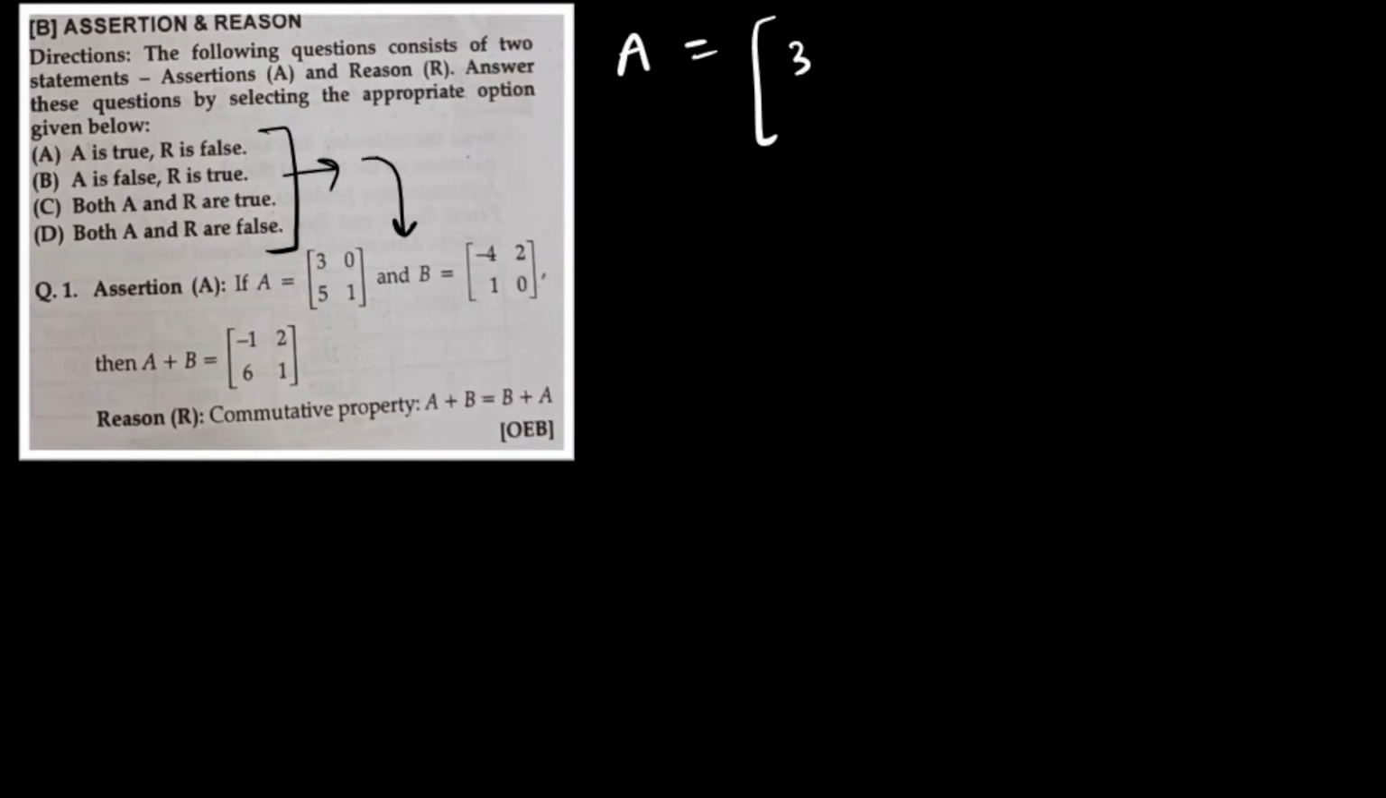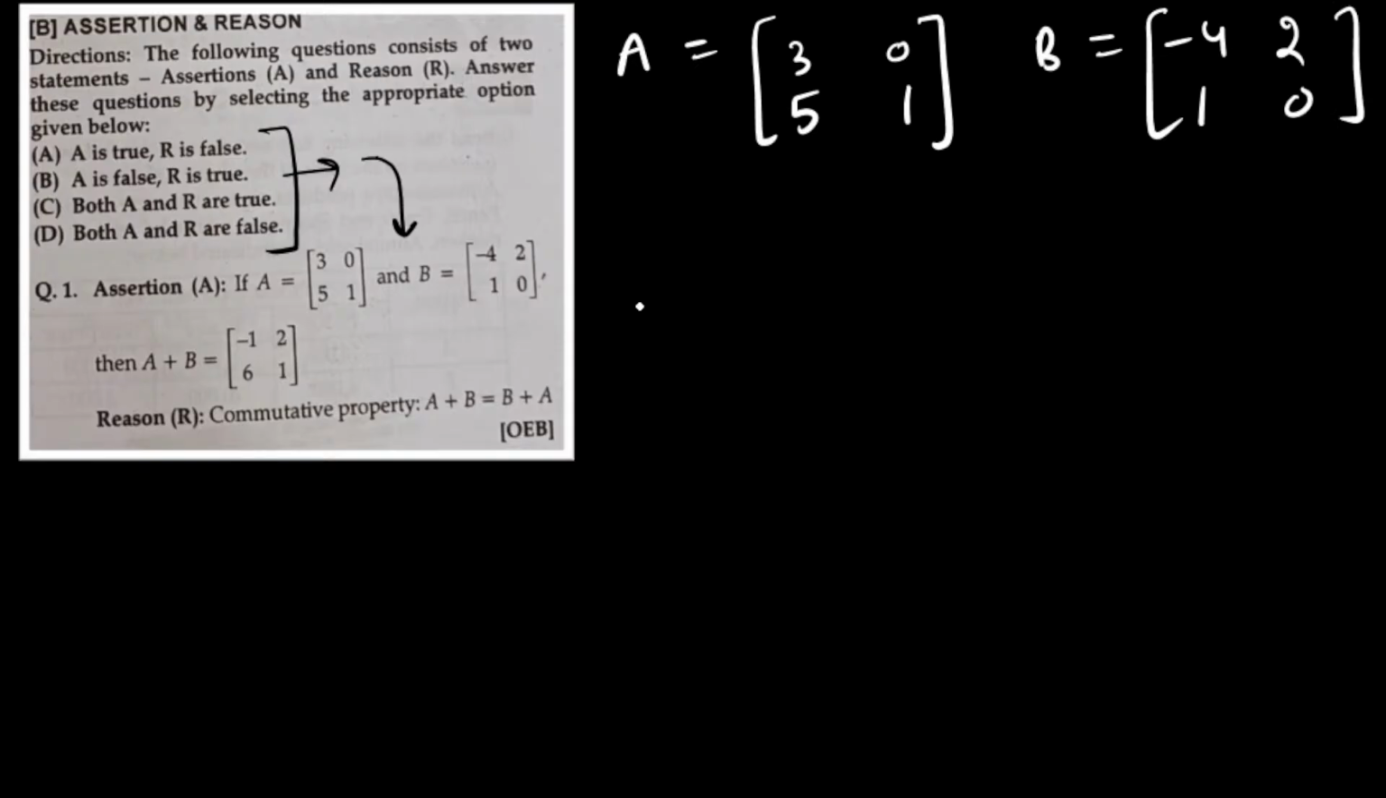So A is [3, 5; 0, 1] and matrix B is also given to us. So B is equal to [-4, 1; 2, 0]. They are telling A plus B, and A plus B is equal to some matrix that is given to us. So let's find A plus B when we are adding.